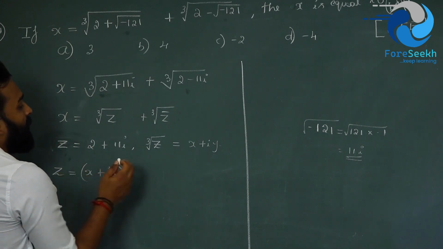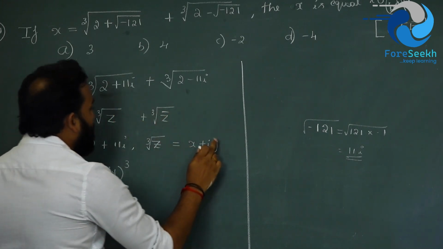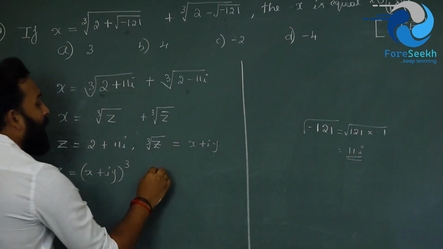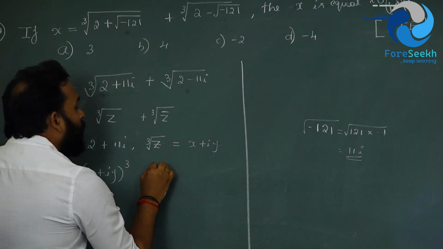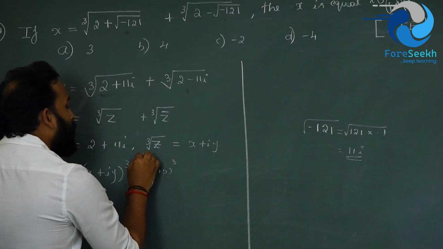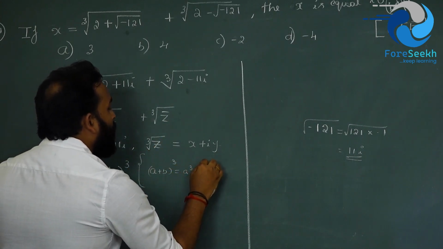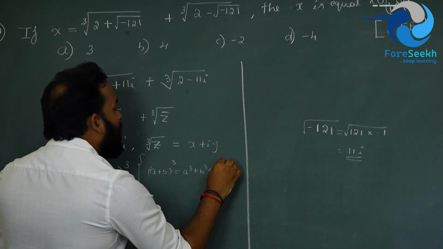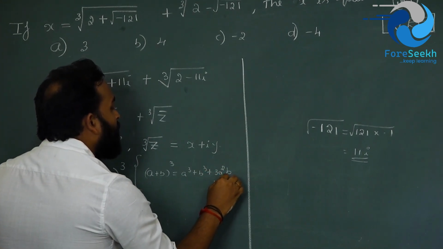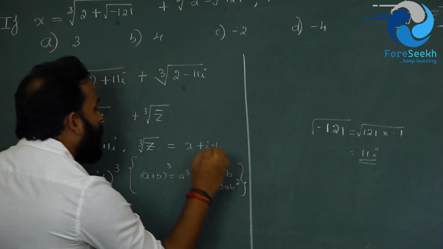I've taken cube on both sides. Cube root and cube get cancelled. x plus iy the whole cube. We have an identity, a plus b the whole cube. What is the identity a plus b the whole cube, children? Focus here. It's a cube plus b cube plus 3a square b plus 3ab square. This is the identity we are going to use now.